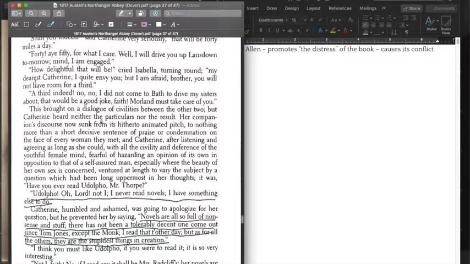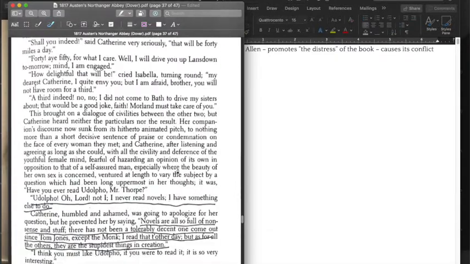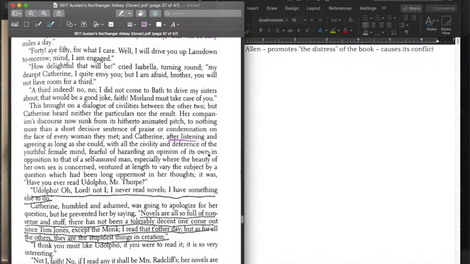And then I'm going to scroll down to page 27, in the middle of this paragraph. After listening and agreeing as long as she could with all the civility and deference of the youthful female mind, fearful of hazarding an opinion of its own in opposition to that of a self-assured man, especially where the beauty of her own sex is concerned, she ventured at length to vary the subject by a question. So she's like, I'm going to try changing the subject, which had long been uppermost in her thoughts.